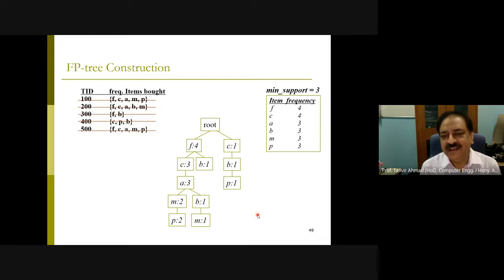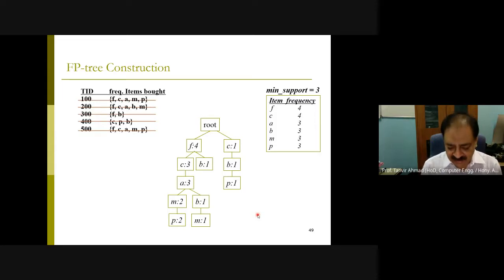कितना स्कैन लगा? एक स्कैन. बिकॉज हमने एक ट्रांजेक्शन को पढ़ा और एक ब्रांच बनाते गए. Now this completes the FP tree. Construction is over. Now what remains? How to generate the frequent patterns.